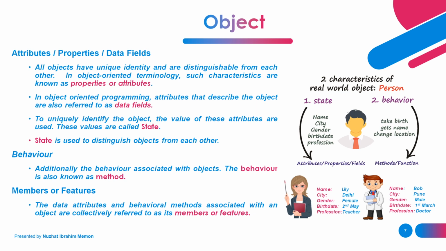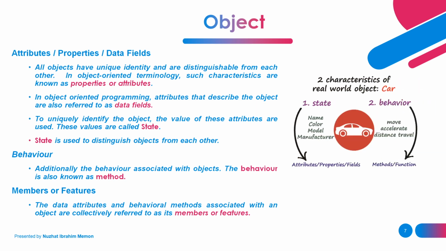If I talk about one more real object like a car, then the attributes of that car can be name, color, model and manufacturer. And the behavior can be how the car can move, accelerate, distance travelled, etc. Here also we can say there will be many more states and behaviors other than this. And here we will identify different objects by their values, known as state. I hope this much is clear to you all.